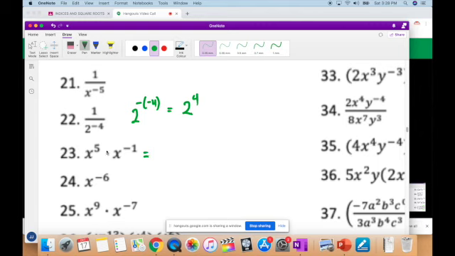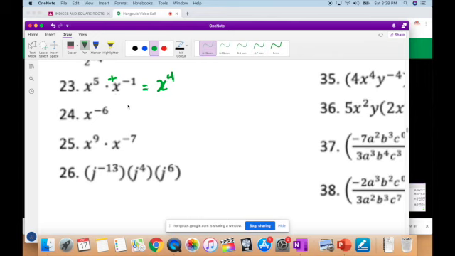So of course this is 5 plus minus 1, which is 5 minus 1, which is x to the 4. This here is just simply 1 over x to the 6. This here is 9 plus minus 7, which is 9 minus 7, which is x squared.